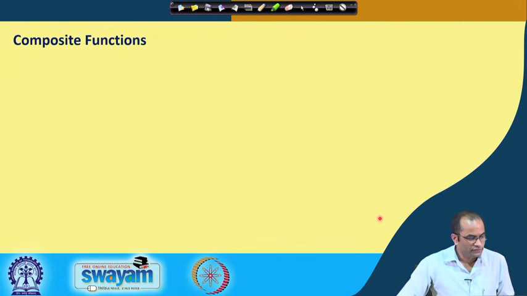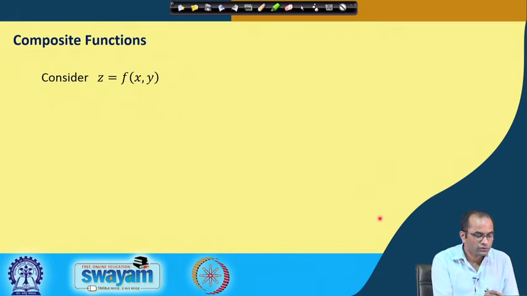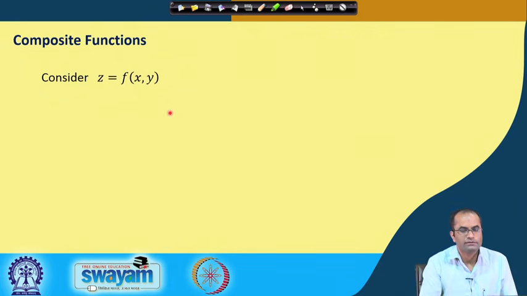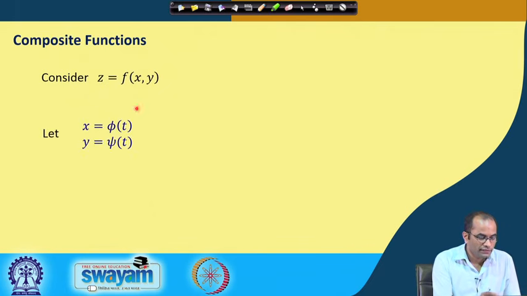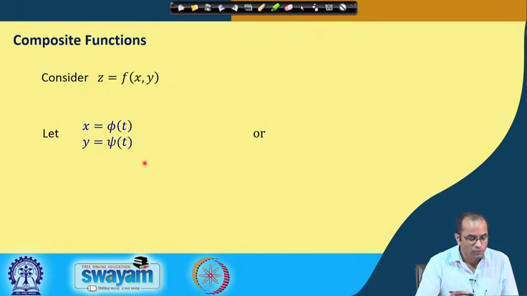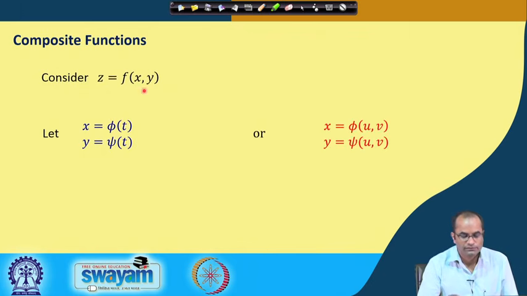So, what are composite functions? If we consider the function z equal to f(x, y), a function of two variables x and y, and we let x depend on t, so x is a function phi(t), and y is also a function of t, which we denote by psi(t). Or this could be that x is a function of two variables u and v, and y is again a function of two variables u and v.